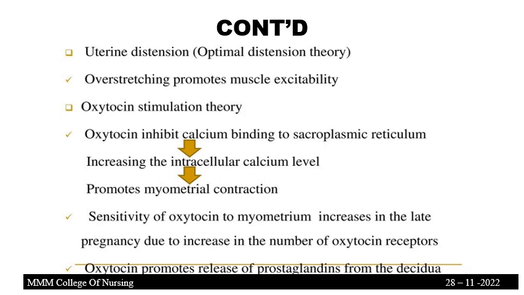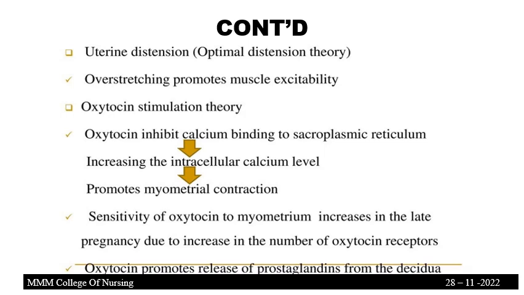Next is the oxytocin. What will the oxytocin cause? It will inhibit the calcium binding to the sarcoplasmic reticulum, increasing the intracellular calcium. You already know calcium is the only ion which is responsible for the contraction of the muscles, otherwise the working of the muscle. So this oxytocin will inhibit the calcium binding. It means the free moving calcium will be increased, and this will cause myometrial contraction.